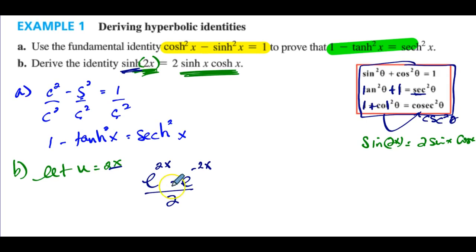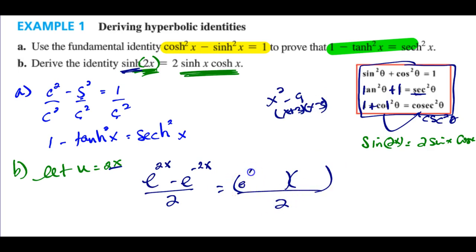Well, this is the difference of two squares, just like x squared minus 9 factors to x plus 3 times x minus 3. This will factor to e to the x plus and minus, and then same thing but with a minus, because when you multiply e to the x times e to the x, you rewrite the base and add the exponent and get 2x.